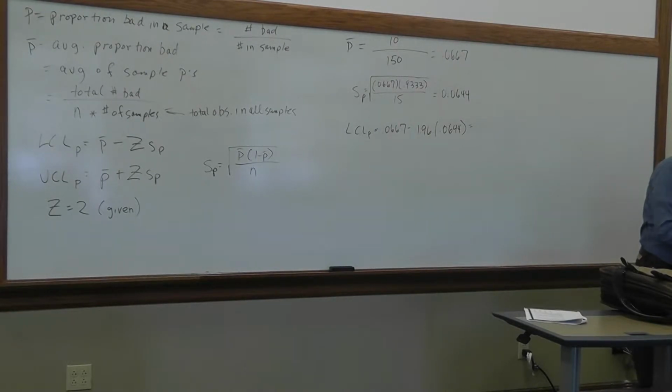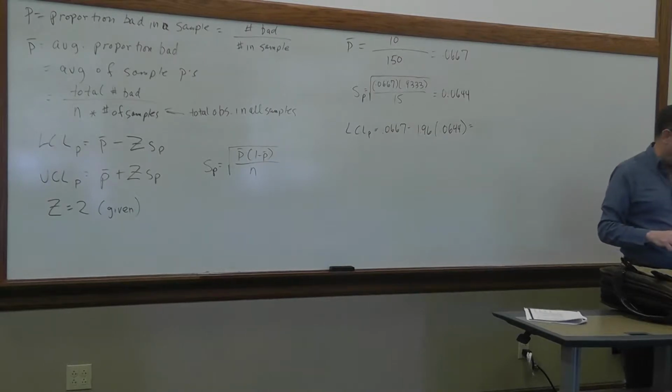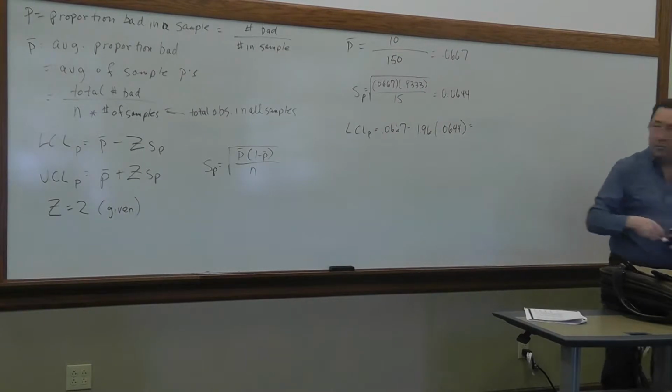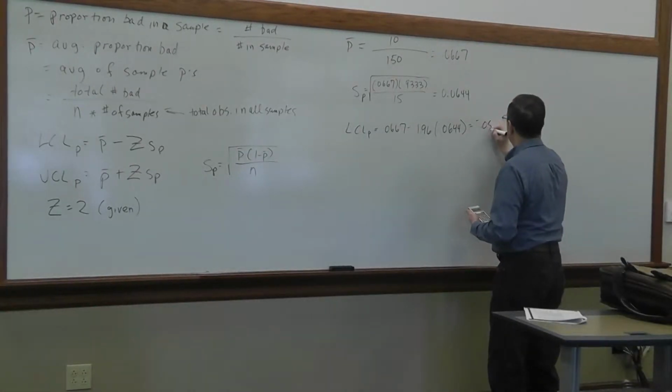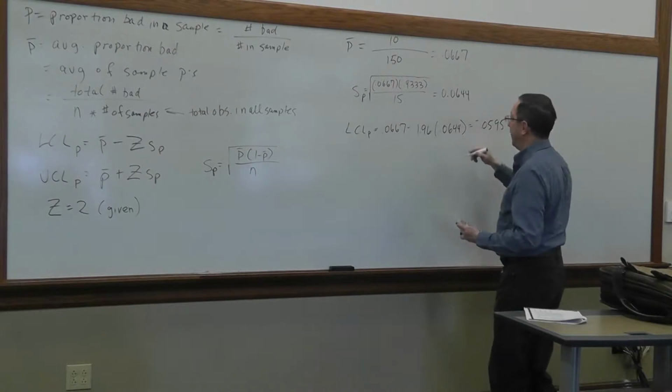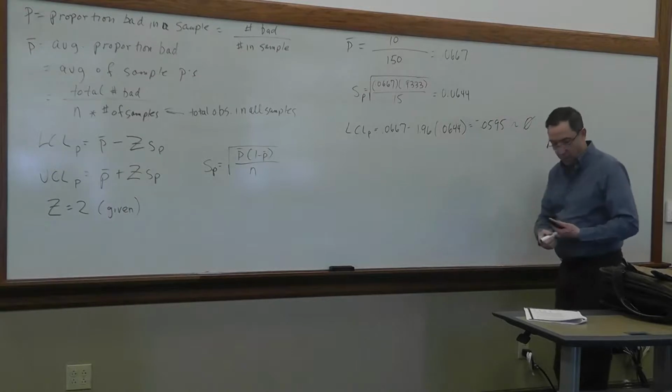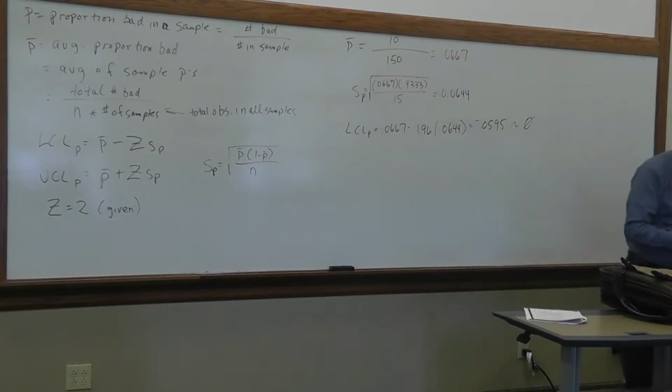0.0667 minus 1.96 times 0.0644. Come up with negative 0.0595. Again, it's a negative, makes no sense, just round it on up to 0 for a lower control limit you would use on a chart.